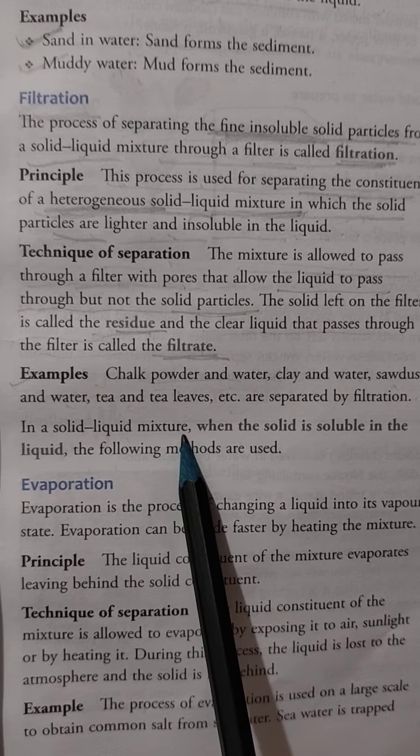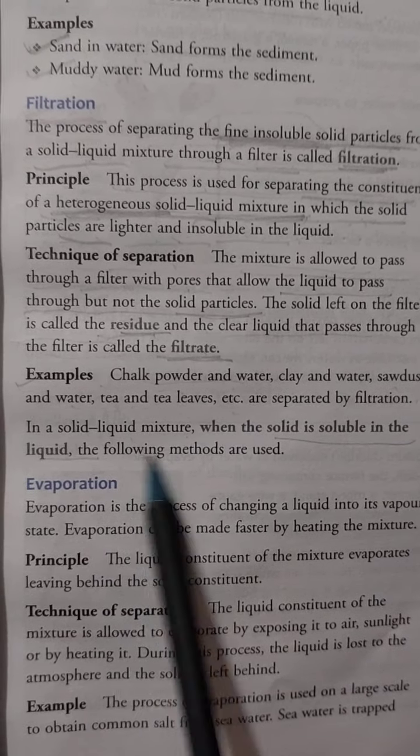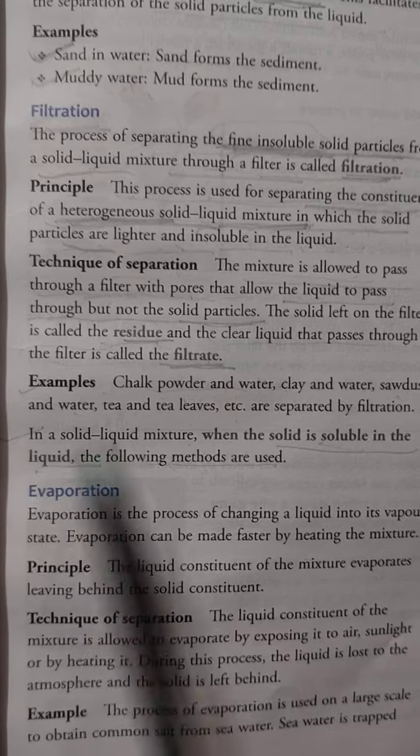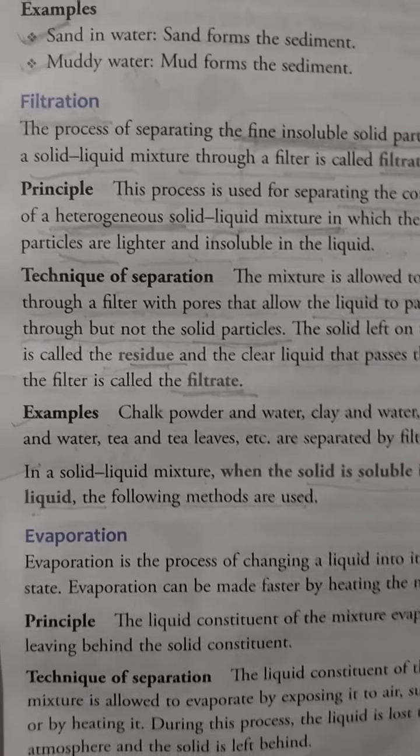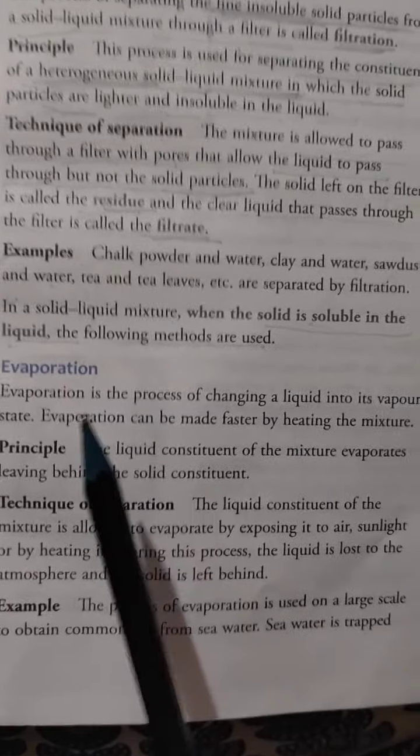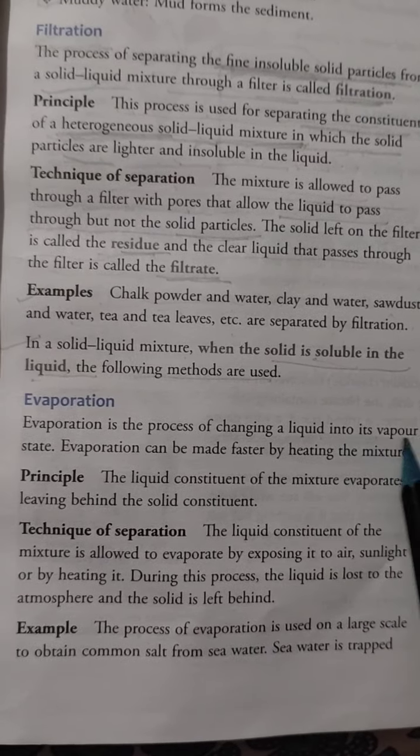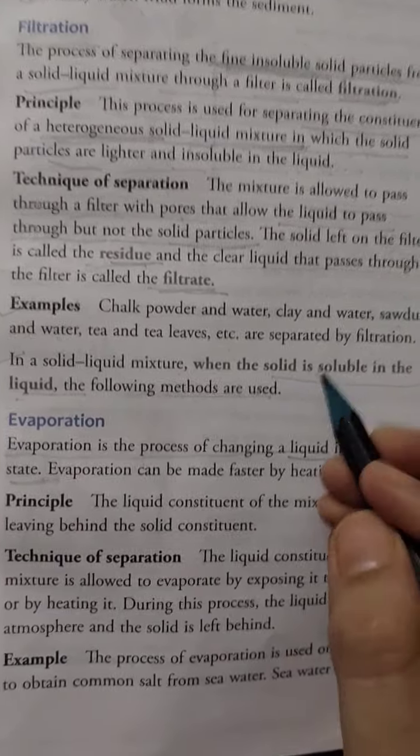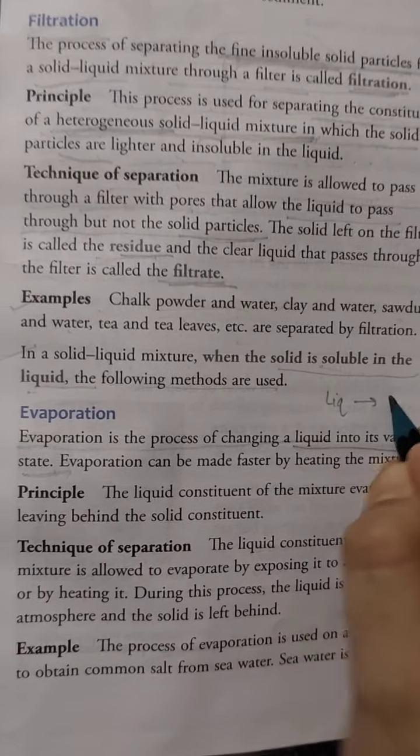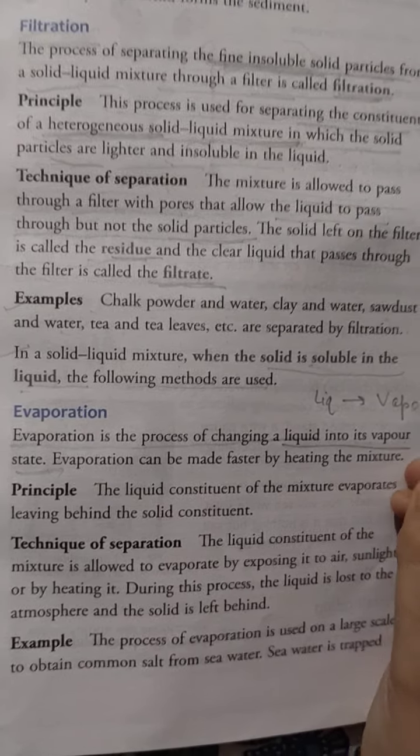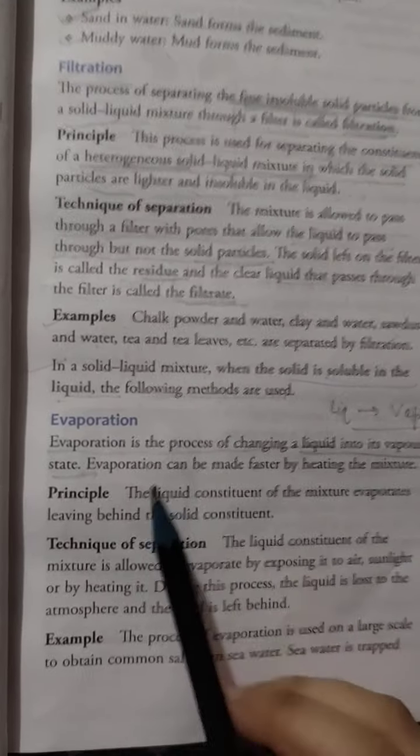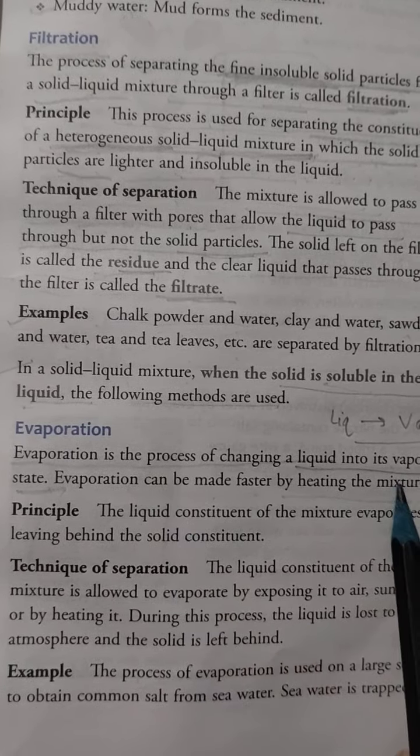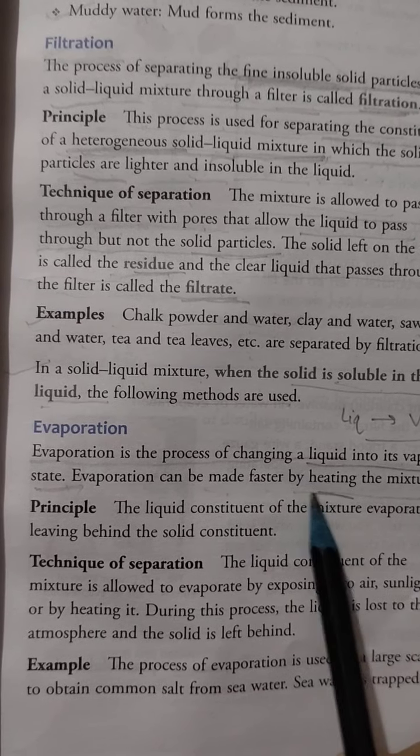In a solid liquid mixture, when solid is soluble in the liquid, the following methods are used. अब जब solid पूरी तरीके से soluble है liquid में तब कौन कौन से methods यूज़ होते हैं? First one is evaporation. Evaporation is the process of changing a liquid into its vapor state. When liquid is changed into its vapor state, or you can say gaseous state, this is known as evaporation. Evaporation can be made faster by heating the mixture. Normally evaporation होता है but fast हो जाएगा जब उसमें heating involve हो जाएगी.